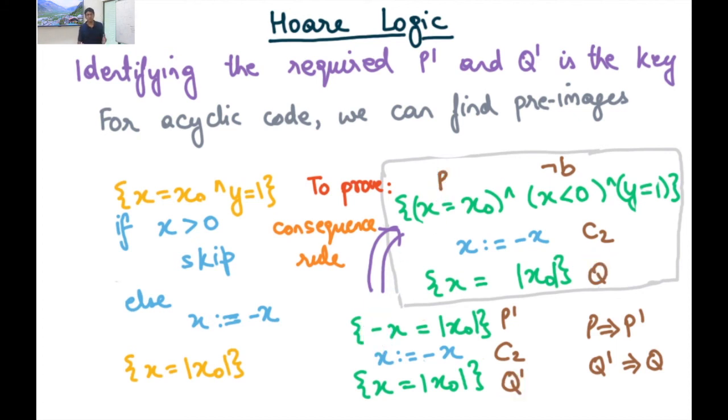And so in this particular example of if then else, which actually represents an acyclic program, it's possible to always find these P prime and Q prime through this pre-image mechanism. But in general, this is going to become harder in the presence of loops, as we're going to discuss later.